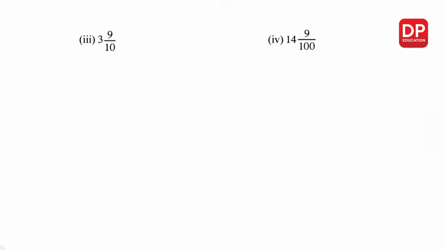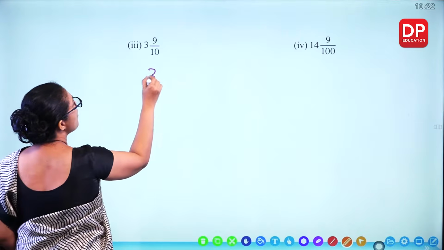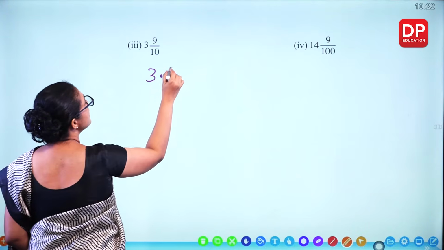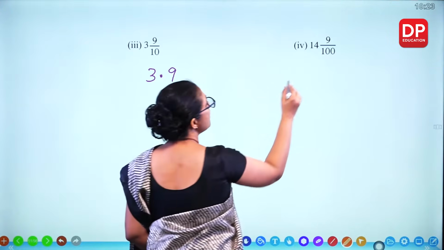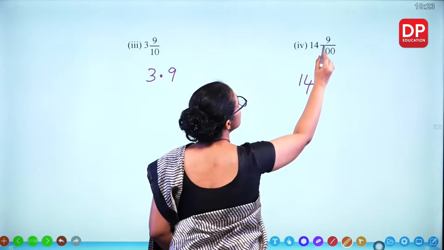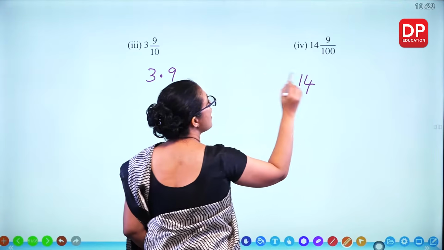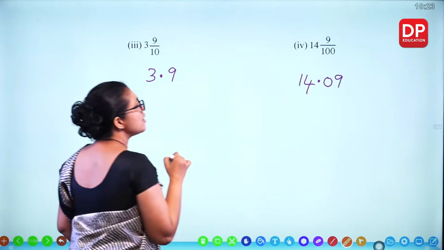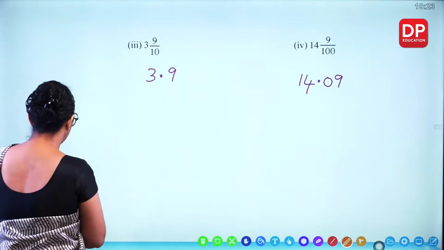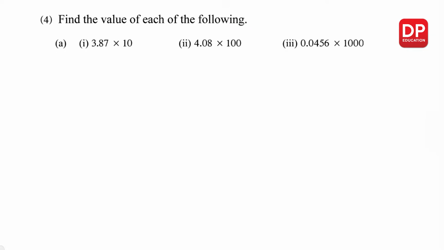This one 3 and 9 over 10. So 3.9 over 10, that's 0.9. 14, 9 over 100, that's 14. Here this one, 9 divided by 100, 2 places. 0, 9. So 14.09. Find the value of each of the following.